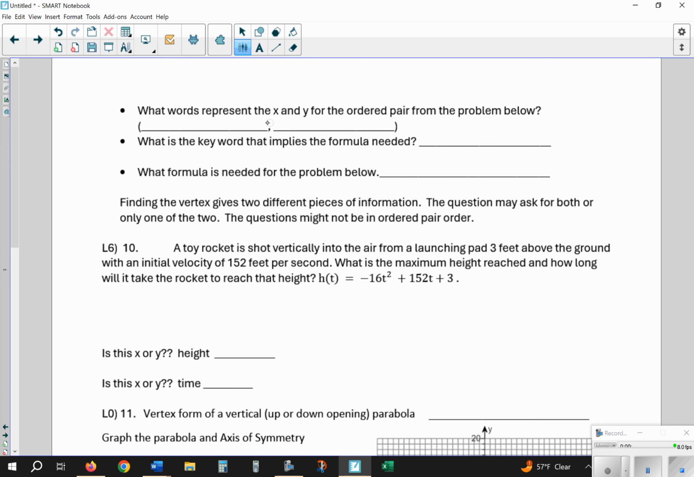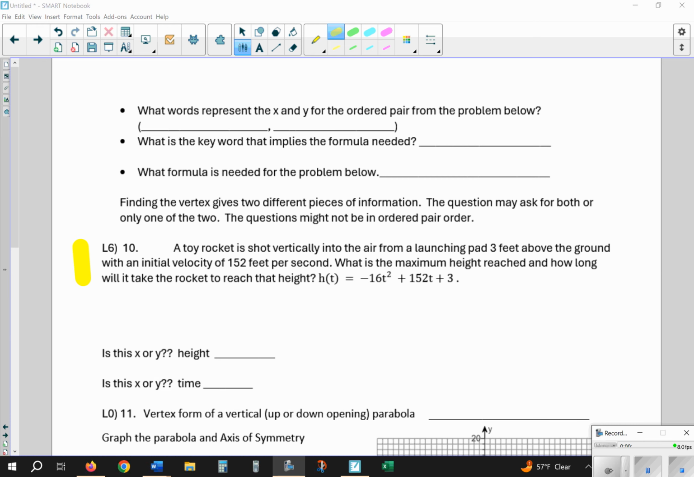So when we come down, I would tell you to pause the video and read the problem, and then come back up and see if you can answer those couple of things before I start talking about them. I'm going to pause it so I can reread the question.